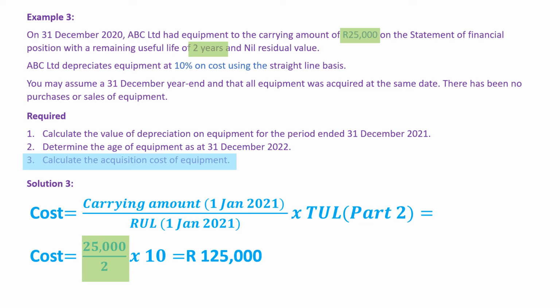Also bear in mind that in the last sentence of the question, it did tell you that there has been no purchases or sales of equipment. And that basically illustrates that the only movement in your asset balance is due to depreciation.